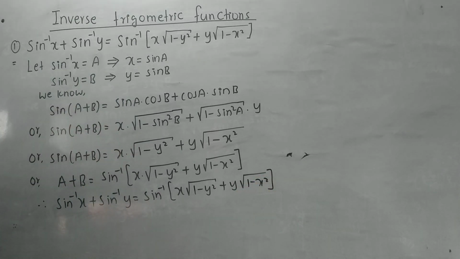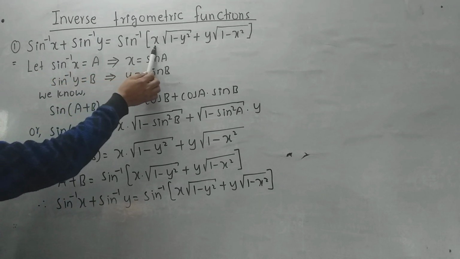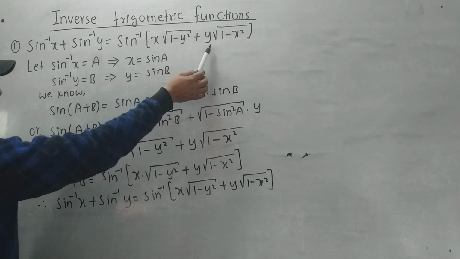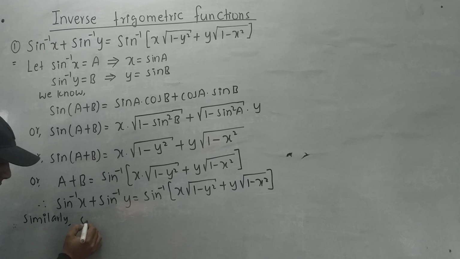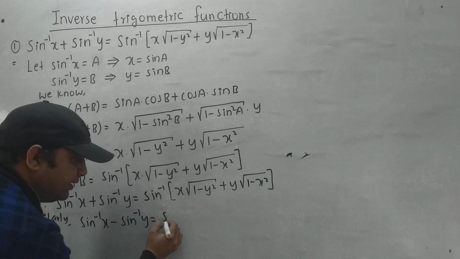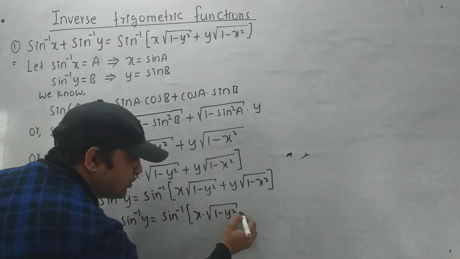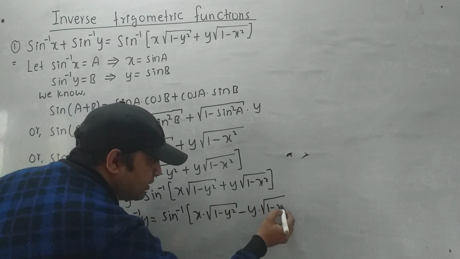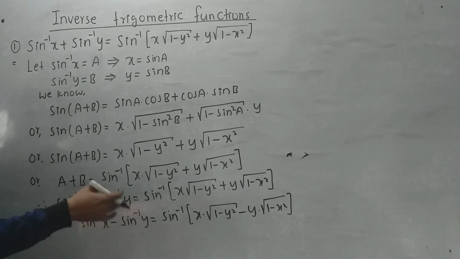So remember this first formula: sine inverse x plus sine inverse y equals sine inverse of x times under root of 1 minus y square plus y times under root of 1 minus x square. Similarly, formula 2 will be sine inverse x minus sine inverse y. The formula will be sine inverse of x times under root of 1 minus y square minus y times under root of 1 minus x square. Here we just have to apply the formula for sine A minus B, which is sine A cos B minus cos A sine B.